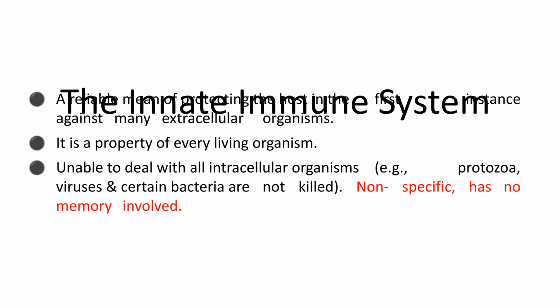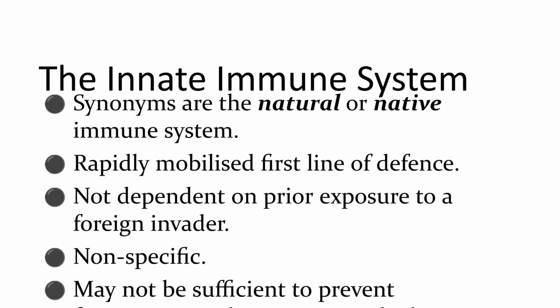The innate immune system is a reliable first line of defense against many extracellular organisms and is a property of every living organism. However, it cannot deal with all intracellular organisms. It is nonspecific and has no memory. The innate immune system is also known as the natural or native immune system.